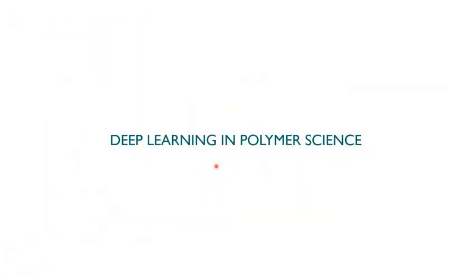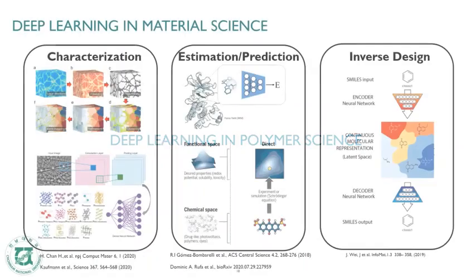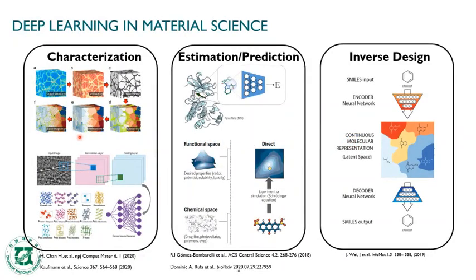Okay, now let's talk about how deep learning is being applied in polymer science. There are mainly three kinds of application of machine learning in material science. The first, the easiest one, is characterization.